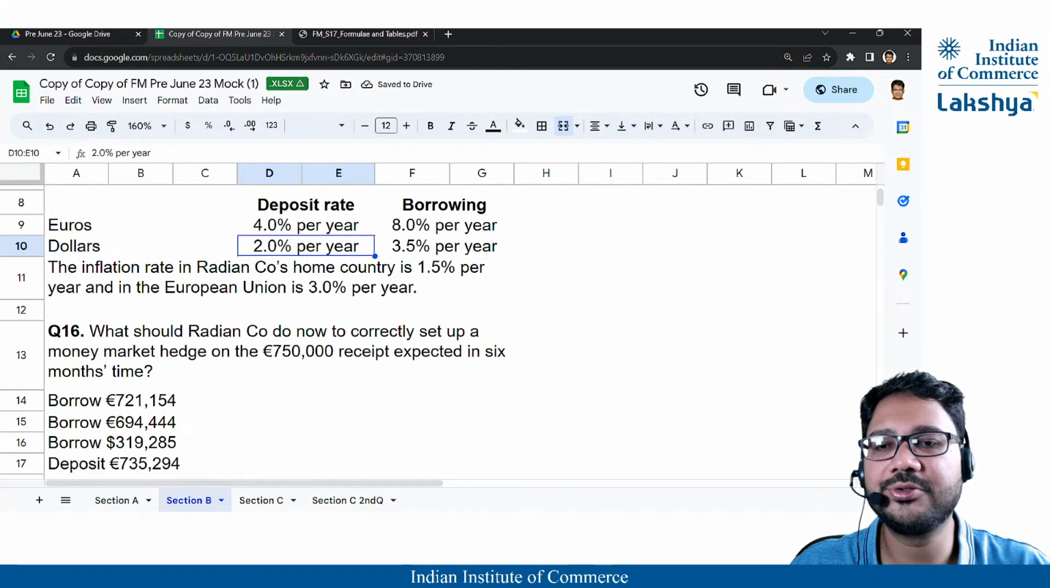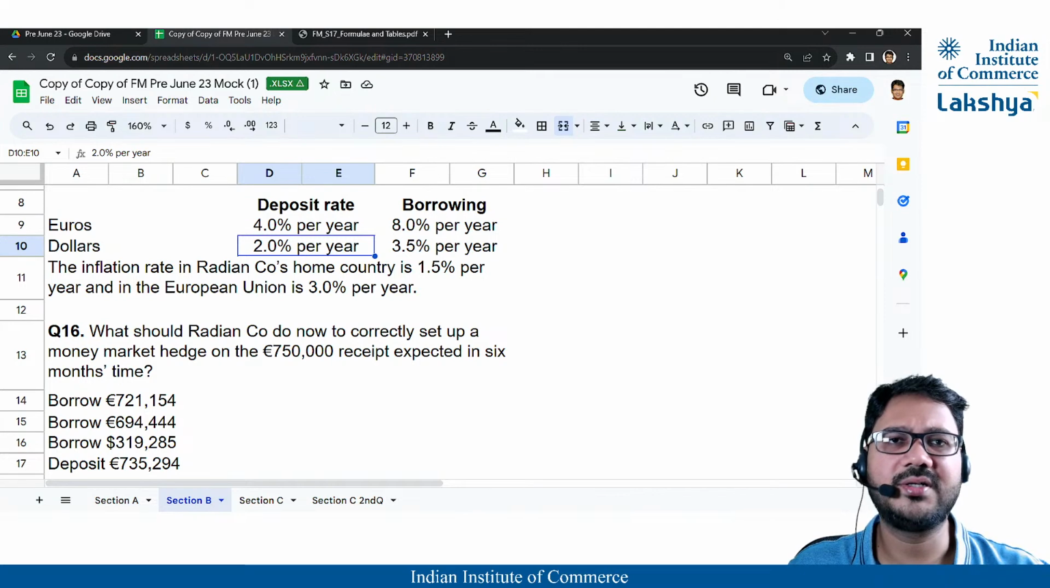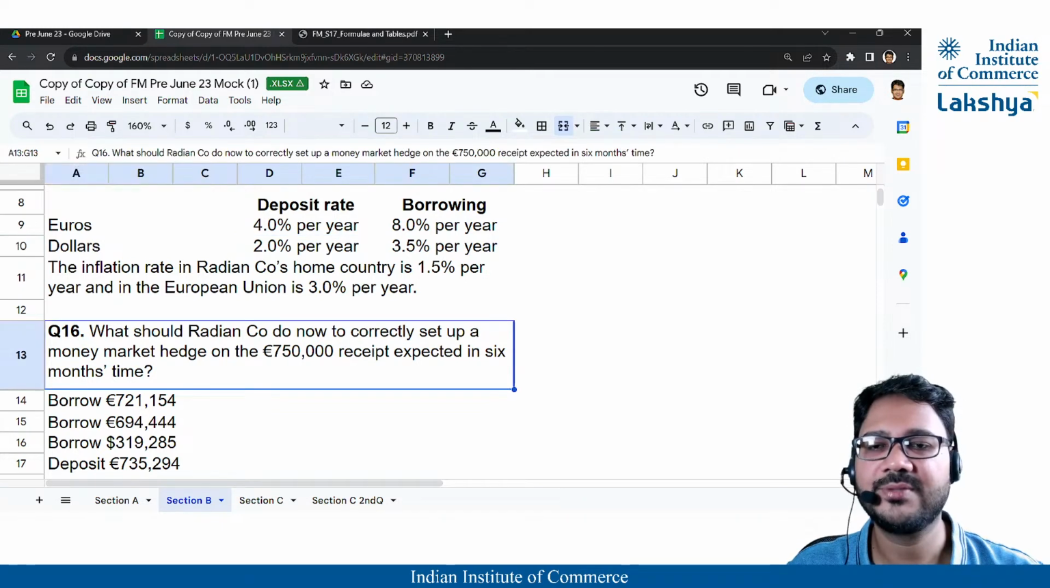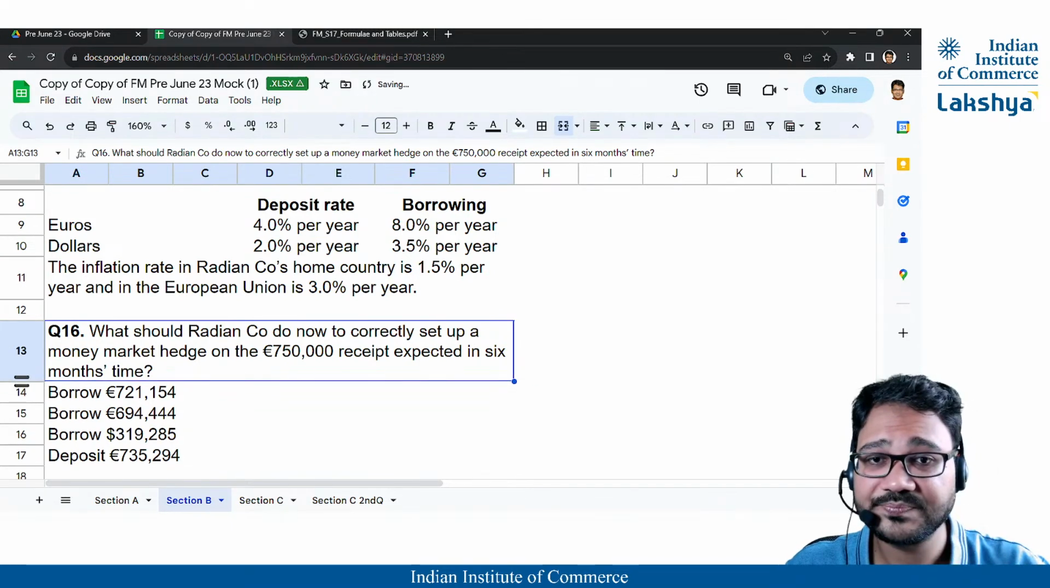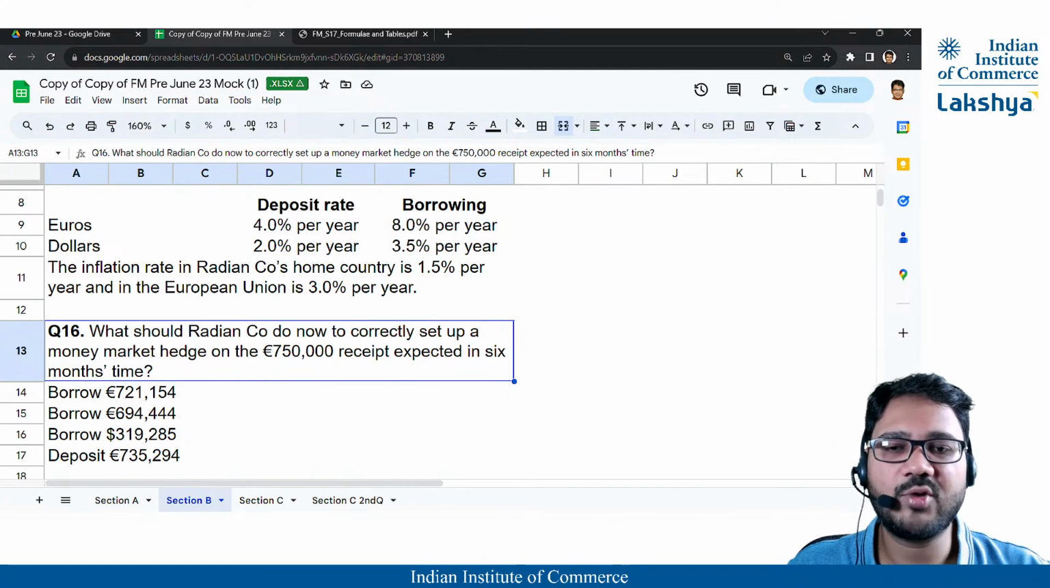What should Radian company do now to correctly set up the money market hedge on the 750,000 euro receipt expected in 6 months' time? Now we have to set up a money market hedge. They are just asking us for one transaction. We need not set up the entire hedge. So for one transaction, what are we doing with the 750 receipt in 6 months' time? In the European market, what are we going to do? We need to ask ourselves that.